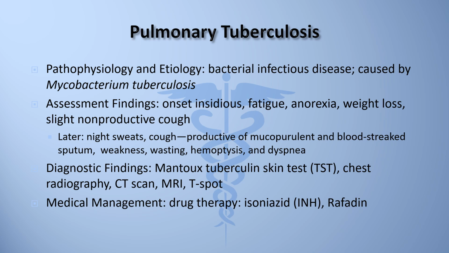Some medical management is your drug therapy. The most common is INH, which is metabolized by the liver. So we need to make sure what their liver function is. And rifampin. These medications are normally given for 6 to 9 months. They are trying to reduce it to 12 weeks. But either way, this is a very long time, and so compliance with these medications is very important to educate your patient about.